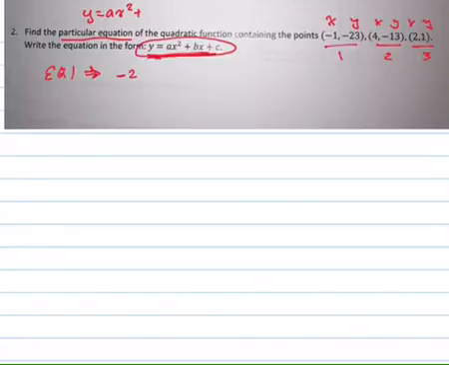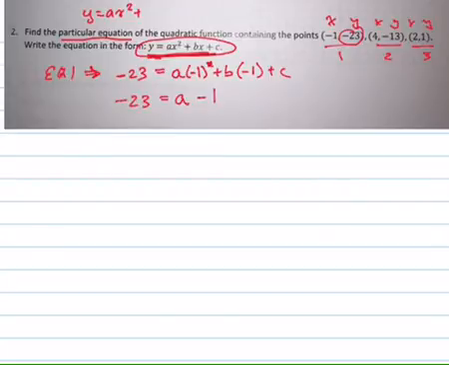So the y is negative 23, and the x is negative 1. So plug in negative 1 for x. What's negative 1 squared? 1. What's b times negative 1 plus c? So what does this equal? Negative 23 equals a minus b plus c. There's one equation. Let's do that with another one of the equations now.